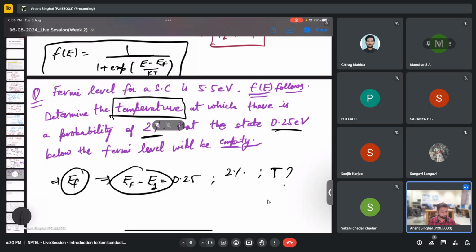Please confirm if you get the problem. Anyone, please confirm if you get the problem. Am I audible? Hello. Please someone confirm if I'm audible. Hello.